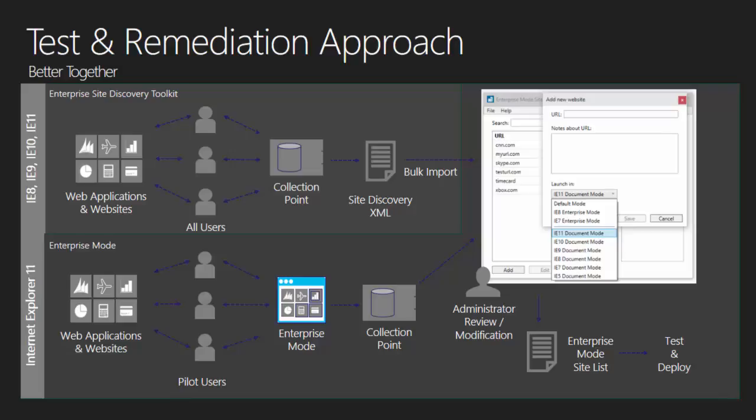So we can get the users to browse the web applications or application-based websites that they're using. You're capturing those usage patterns, as we've already discussed. The data can be collected, sent back to a central source, and then we can do that bulk export that I've mentioned. So as the administrator, we can then take that information and modify as needed. So we can create this Enterprise Mode site list in Site List Manager to then apply that out to users via group policy. Then we can roll out IE11.